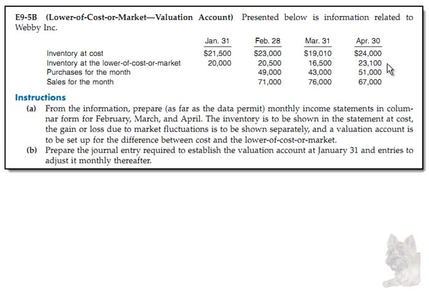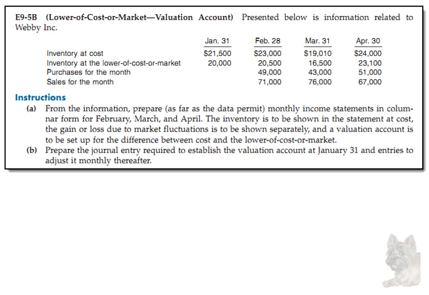So that's the information we have, and we also see that we're given purchase information of $49,000, $43,000, and $51,000, as well as sales information, $71,000, $76,000, and $67,000. Instruction A says, from the information, prepare, as much as the data will permit, monthly income statements in column form for February, March, and April.